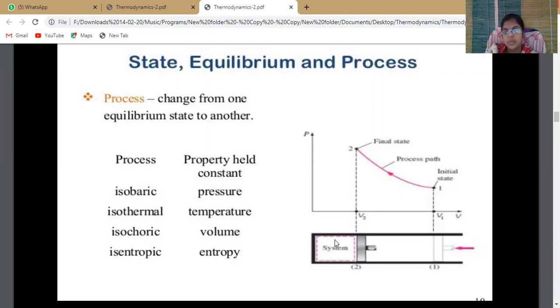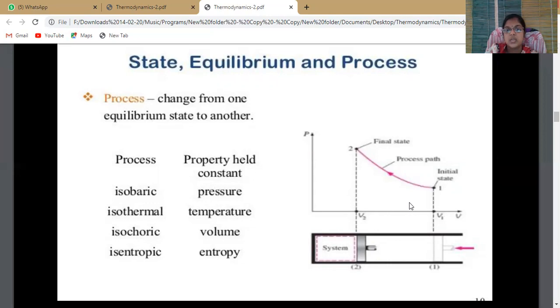Here the properties of the system have changed to P2, V2. So depending upon the properties, we mention the state. That is state 1. Here also, depending upon the properties, we mention state 2. So this is called a state.